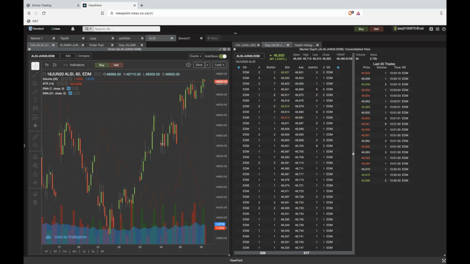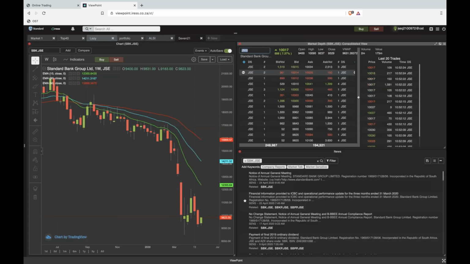Alternatively, there are ETFs issued on a number of the indices, such as property, mid-cap, top 40, Indy, Resi, Fini, Swix, and then a whole bunch of local and offshore. What there isn't, however, is any ETF on the J500. The J500 in and of itself, if it is the oil and gas index, is probably only two stocks. And those two stocks are Sasol and maybe SAC Oil.